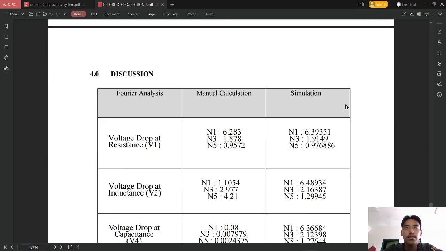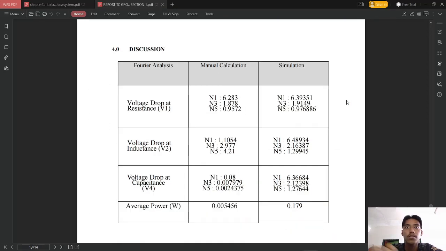In the discussion part, this is our comparison of our manual calculation and the simulation.